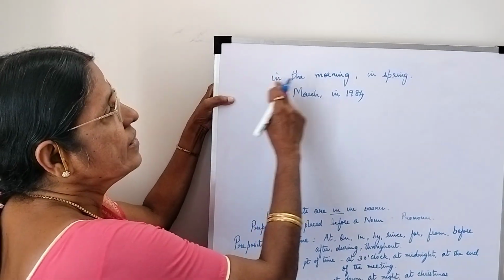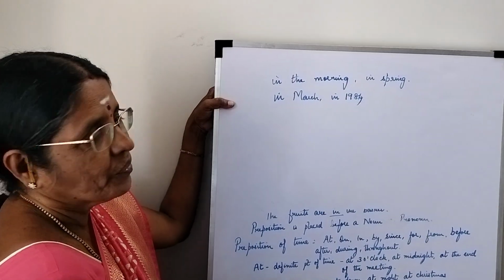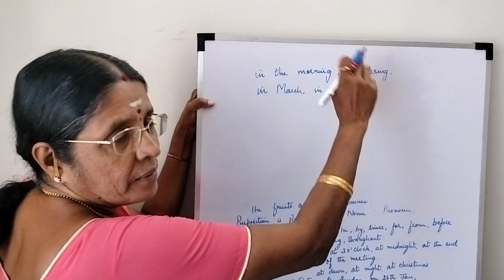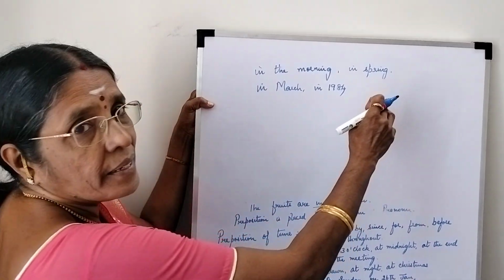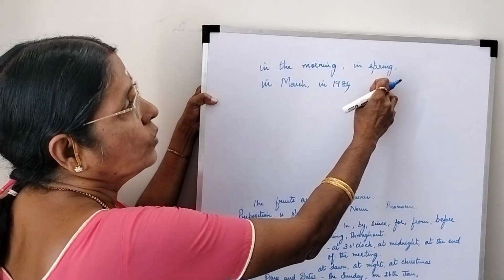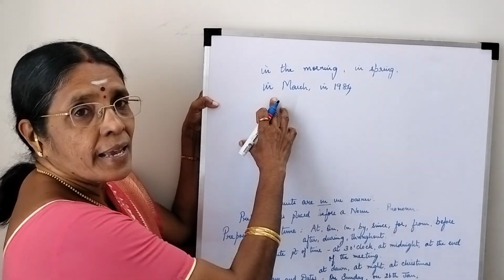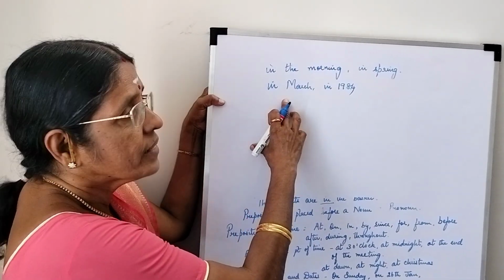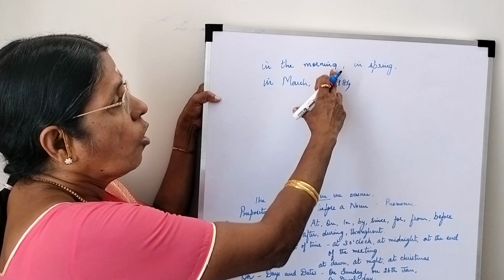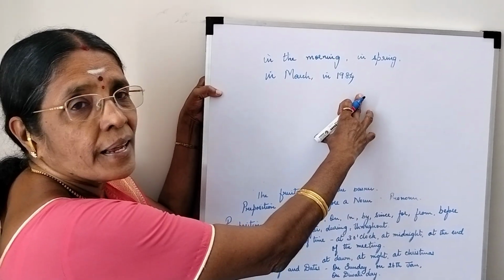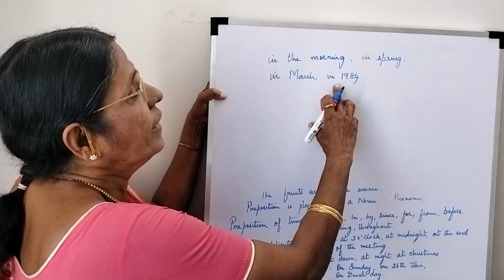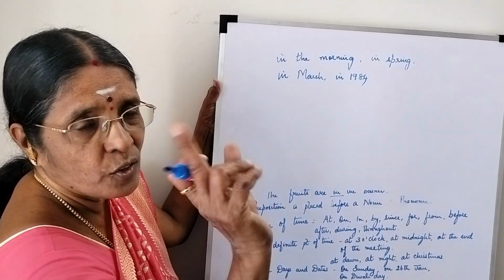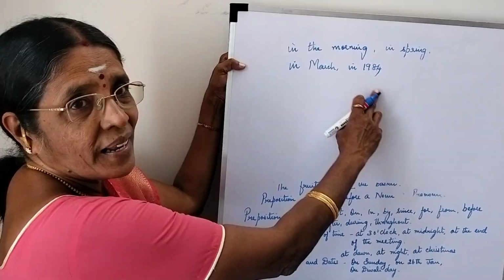So we have physics classes in the morning. Right. In spring, it's new, fresh everywhere. The plants are green. Then new plants sprout out in spring. Then in March, we get ready for the board examinations. He was born in the year 1984. Right? He was born at Chennai in 1984. Are you able to understand how I am using it? Right?